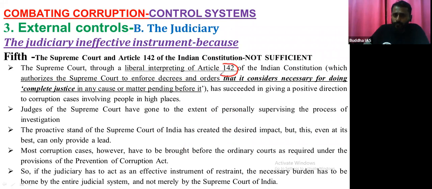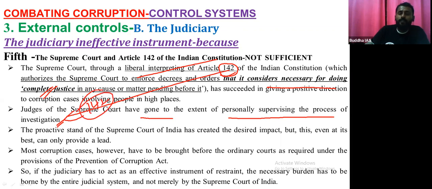According to Article 142, the Supreme Court has the authority to enforce the decree and order if it has given any judgment or any order that it considered necessary for doing complete justice. Though it is not the norm, if the Supreme Court feels that this is the way you have to do the things for complete justice, then that has to be done. Right? Judges of the Supreme Court have gone to the extent of personally supervising the process of investigation. See, this is under Article 142.